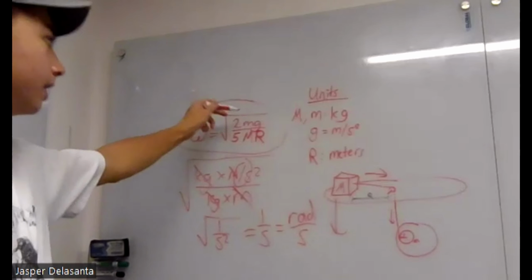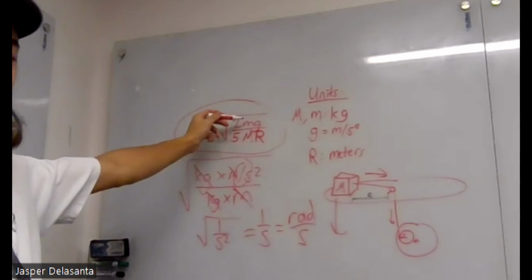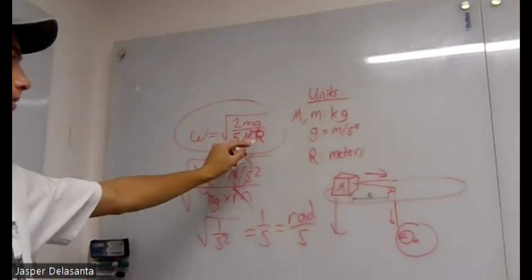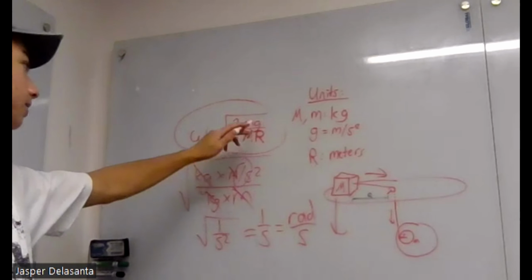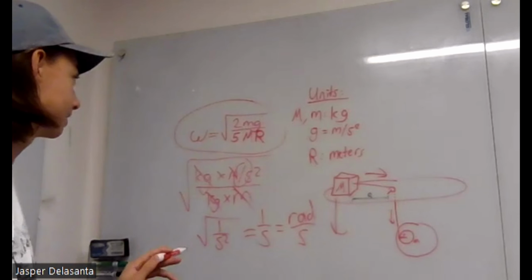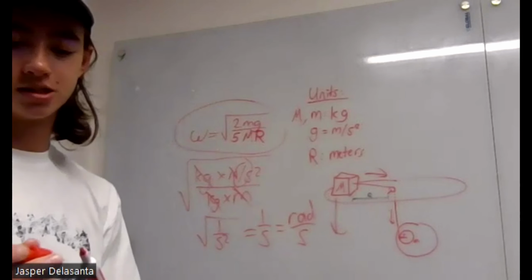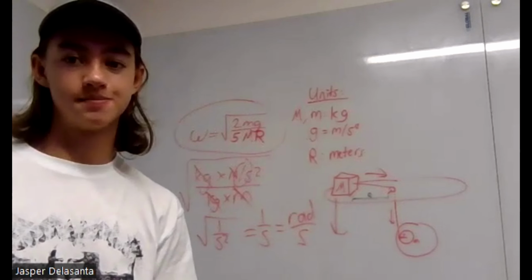And that means we understand why our little mass is on top, our big mass is on the bottom, and our radius is also on the bottom. So now that we know that all our units make sense, we can confirm that this equation does make sense.